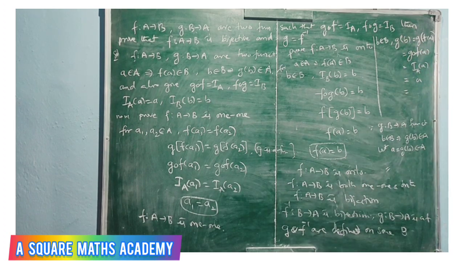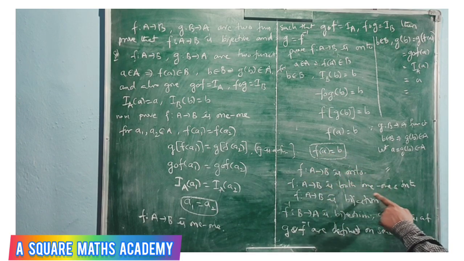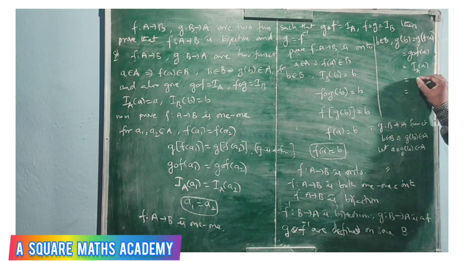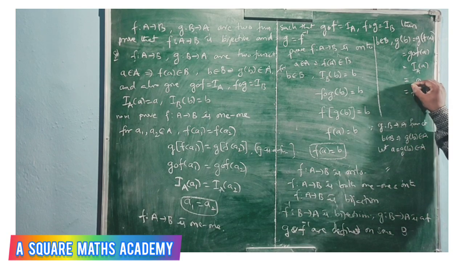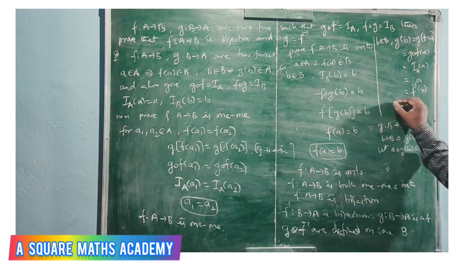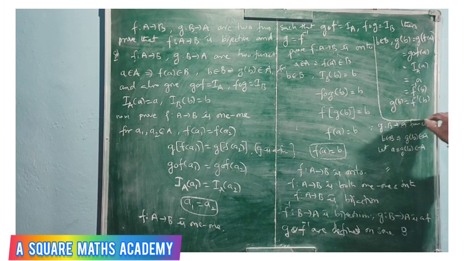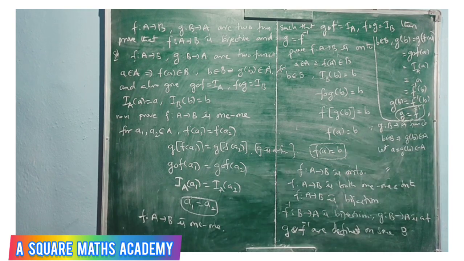So a, also F of a equals b. F is onto. F is both one-one and onto, F is bijective, then F inverse from B to A is also bijective. So that's why what we get now, F of a equals b implies a equals F inverse of b. So G of b equals F inverse of b. So that's why we get here G equals F inverse. So this is the next theorem.